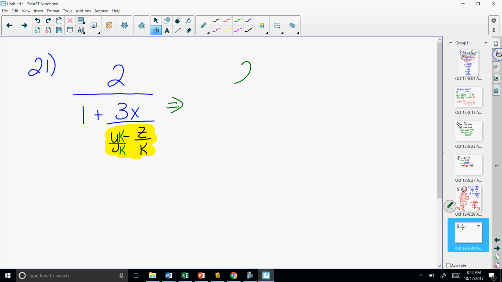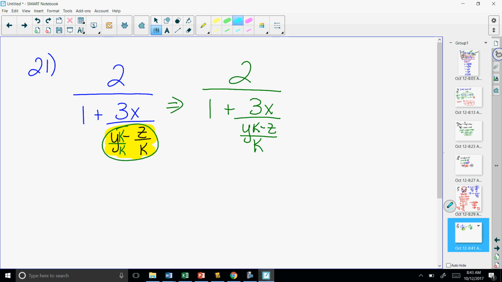I come over here and I'm going to recopy everything. I have 2 over 1 plus 3x over. Now I'm going to take this part that I've highlighted with the common denominator and write that as one fraction. So that's yk minus z over k. Okay? All right. So now what we need to do is look at, we're working with the bottom, working our way up. So get a common denominator, flip and multiply. Here's where we're at.